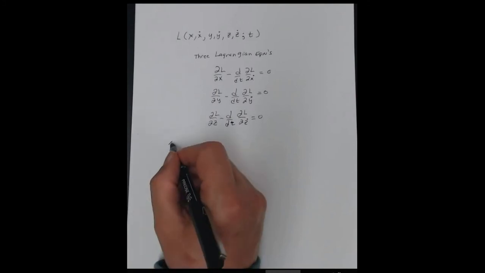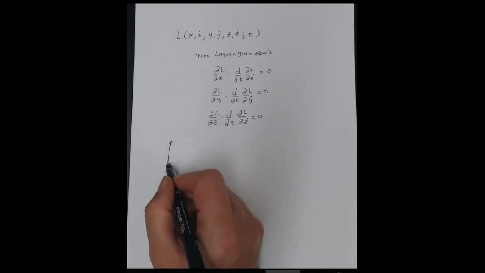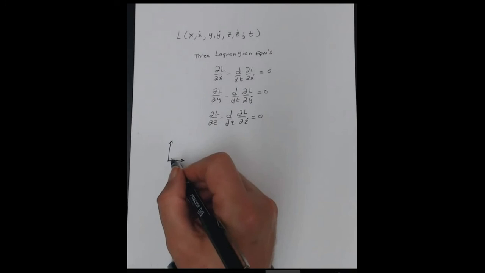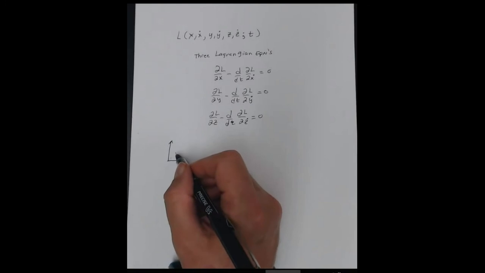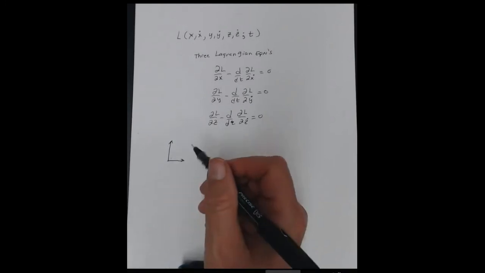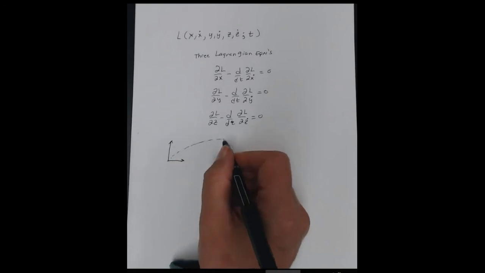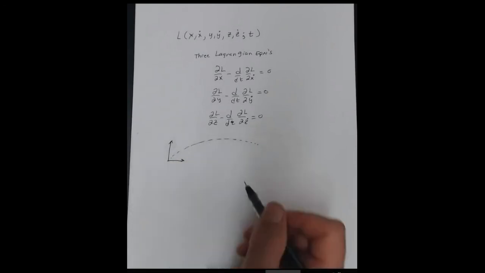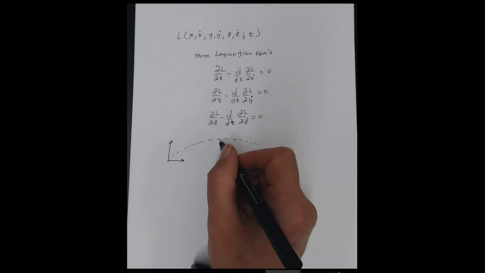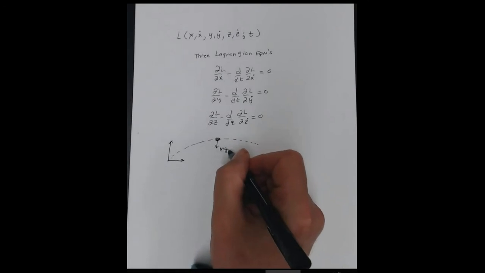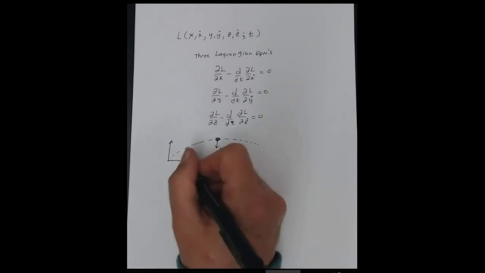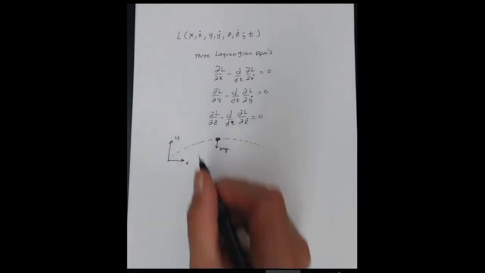So, for example, if we have a ball thrown through the air under the influence of gravity, let's say it's right here right now, the force is mg downwards, x, y.